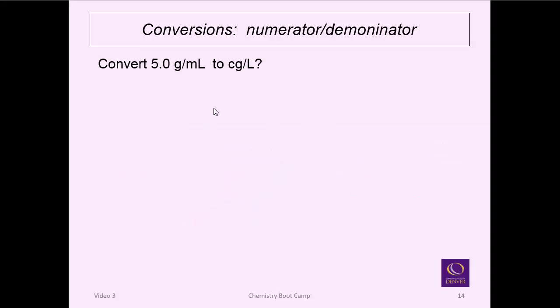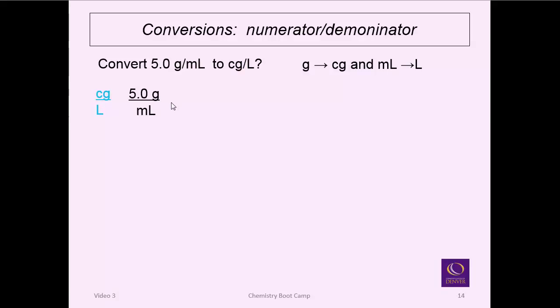Okay, what if you have numerator and denominator and you have to convert both? So here's what we've got. I've got 5 grams per milliliter. As you go on in chemistry, you'll learn this is a density. It's mass distributed over some space, okay? And I'm going to convert it to centigrams per liter. So if I think about my scheme ahead of time, I have to turn grams to centigrams, and I also have to turn milliliters to liters.